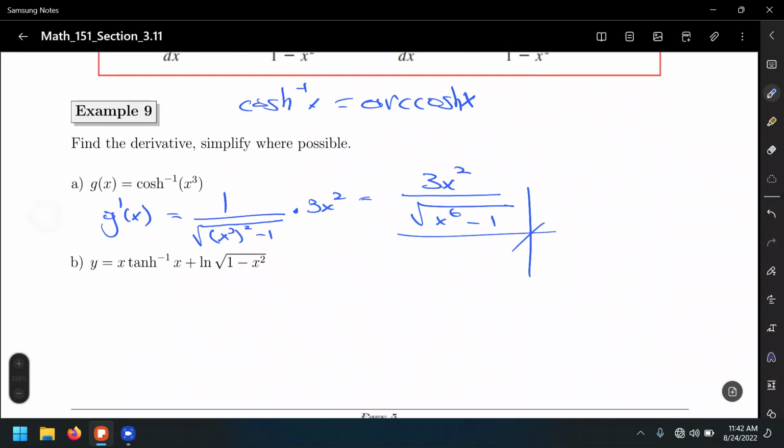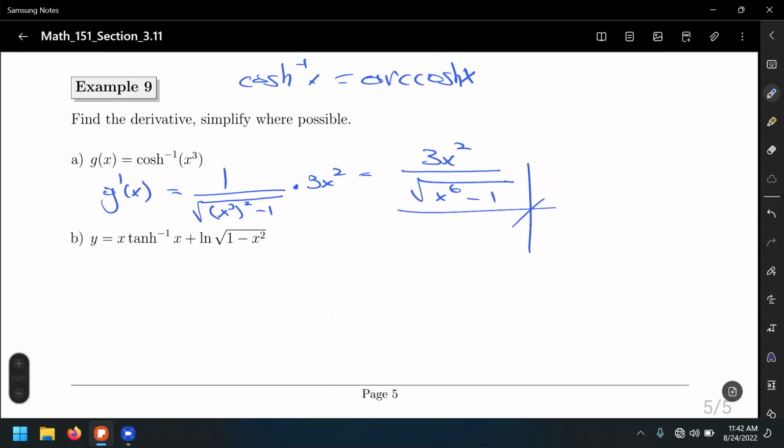Okay. Letter B. What about letter B? It looks a little funky. It has a product. It has a tangent. It also has an ln with a radical. It looks like one of those problems that are going to take forever. But trust me, this problem will simplify really, really nicely.